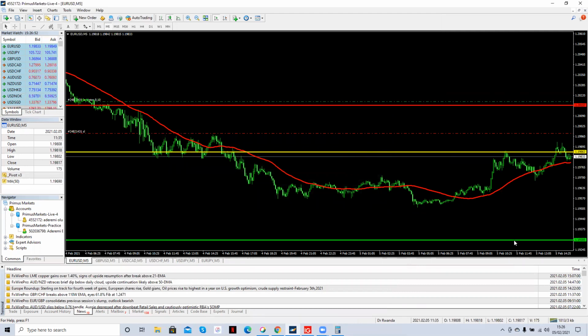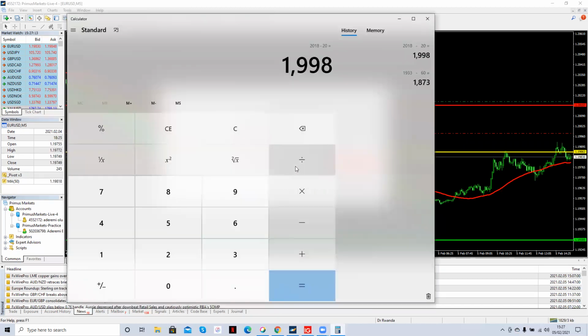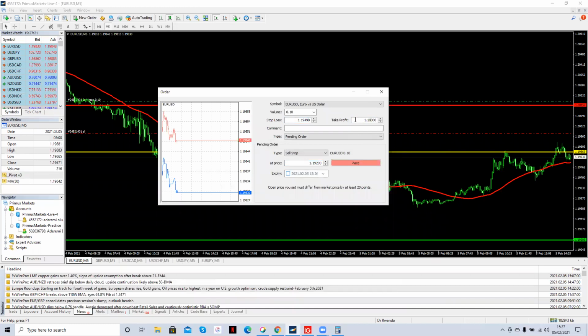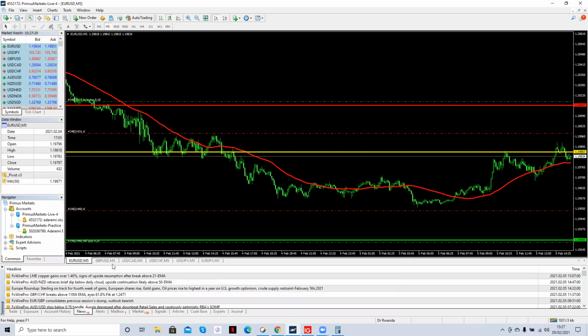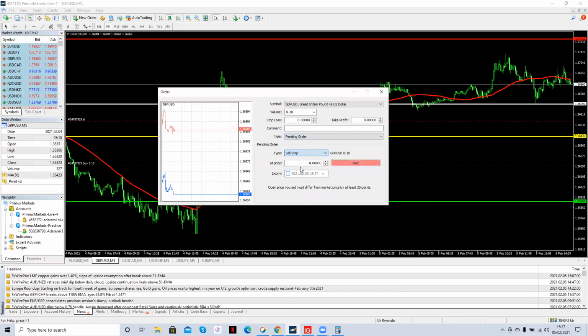And sell, 1.1929, stop loss 1.1949, and 60 pips profit limit would be 1929 minus 60, 1869. And for pound dollar, that's 1.3642.